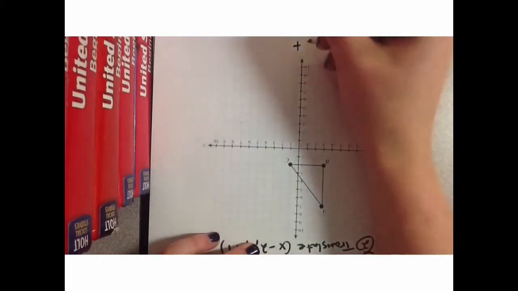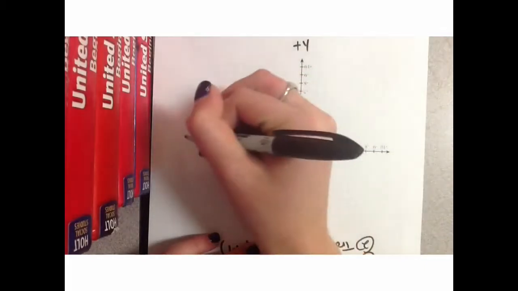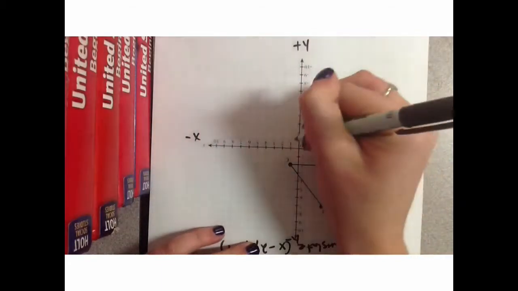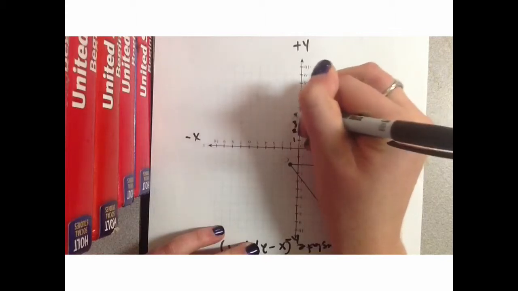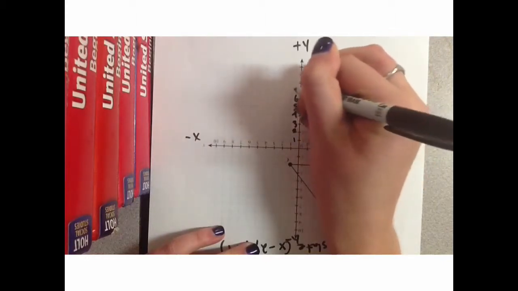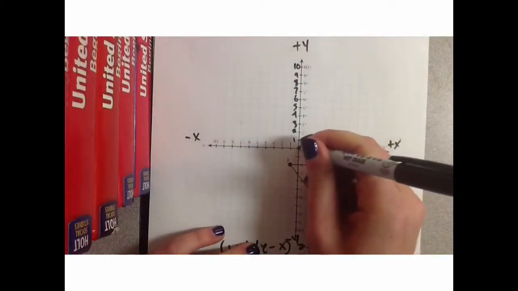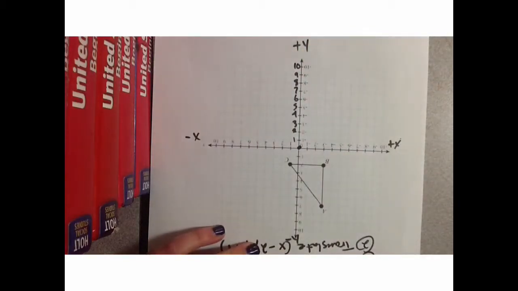Now, the next thing I'm going to do is I'm going to label my axis. This now is my positive y, this is my negative y, negative x, positive x. And I'm just going to relabel my graph. 1, 2, 3, 4, 5, 6, 7, 8, 9, 10. Oh yeah, we're rotating around the origin, so that's why we're relabeling everything.